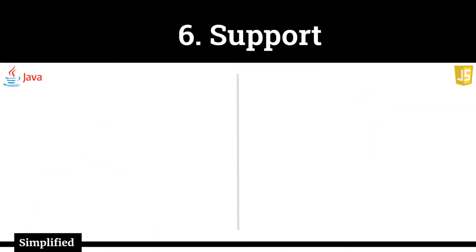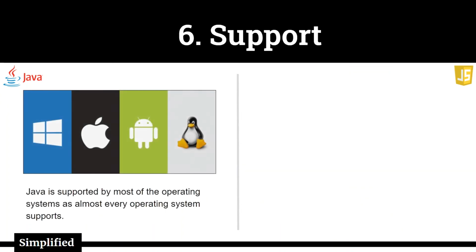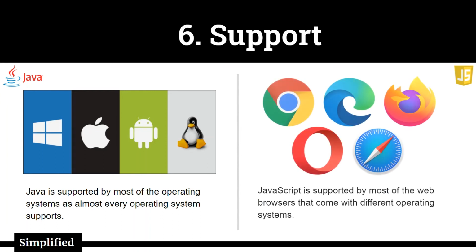Sixth, support. Java is supported by most operating systems, as almost every operating system supports it. Whereas JavaScript is supported by most web browsers that come with different operating systems, and developers can directly create scripts using JavaScript, as it is straightforward.